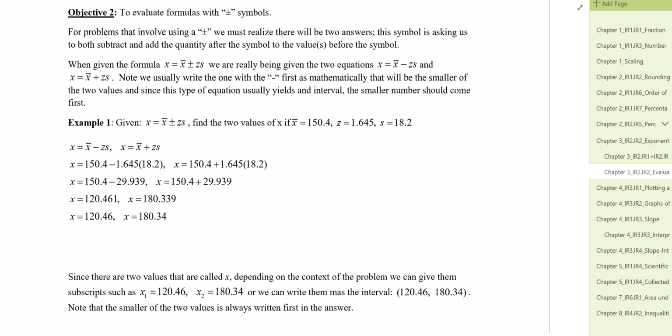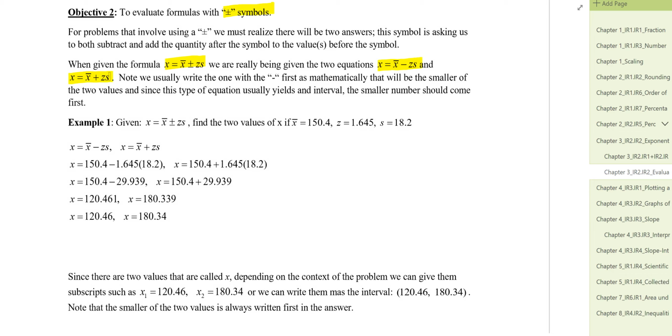In this second objective, we're going to evaluate a formula involving the plus and minus symbol. So when you have a plus and minus symbol, I'm going to have two answers. One is plus, one is minus. For example, when given x equal to x bar plus and minus z times s, meaning that x1 is equal to x bar minus z times s is one of them, and x2 is equal to x bar plus z times s. So there's two answers here.